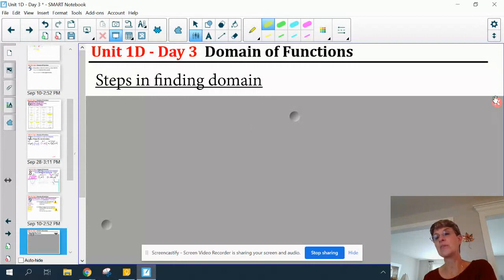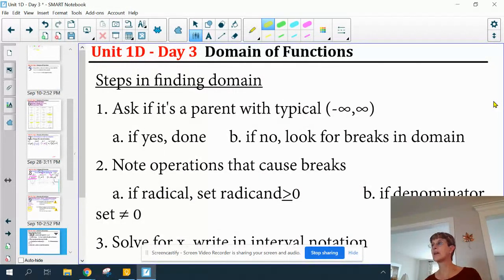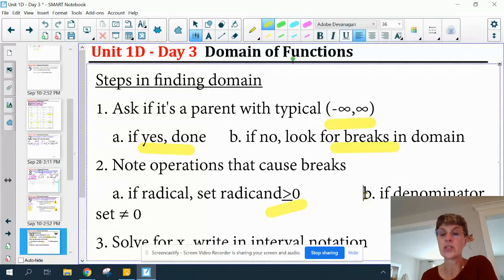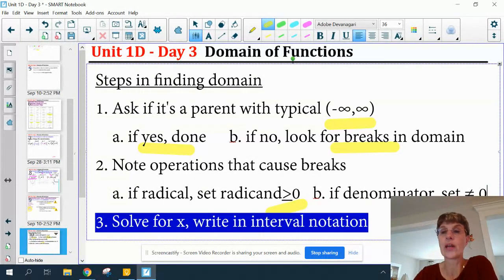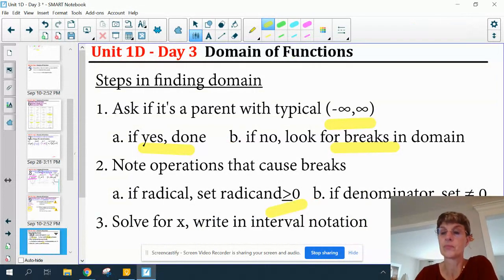I'll let you see the steps. You can come back to that and look at it, but it's kind of a repeat of what I just said. Typical domain, done if it's a usual parent. If it's not the usual, it has radicals or denominators, then there's going to be breaks. And so we have to be careful about how we find those breaks by doing some algebra to work that out. Okay? And everything's going to be written in interval notation. You can come back to this if you want.